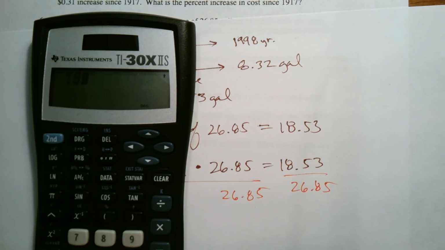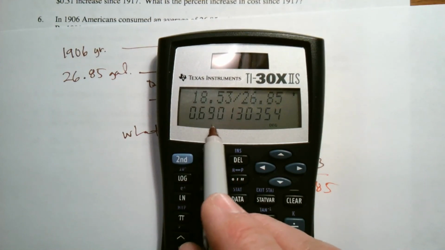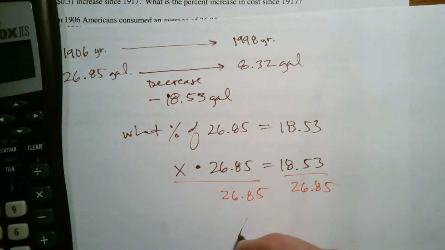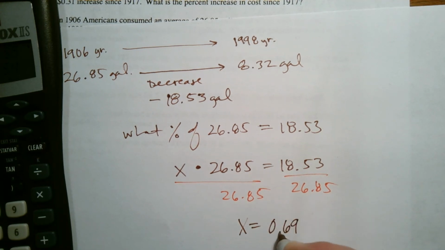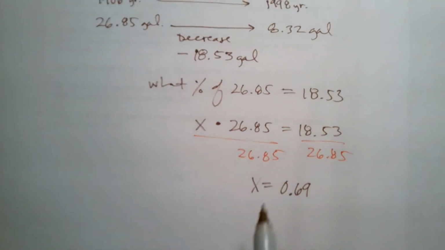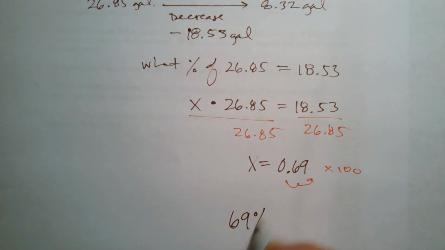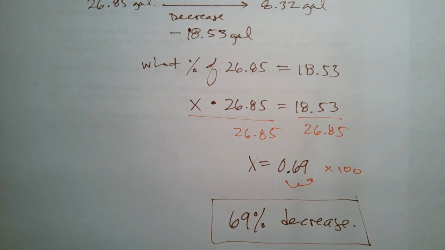18.53 divided by 26.85, and I'm going to round to the nearest hundredth. So x is equal to 0.69. That's my multiplier, but remember to make that decimal into a percent. We always move the decimal place twice, or in other words multiply by 100, because you want the percentage. So my final answer is a 69% decrease. All right, there we go.